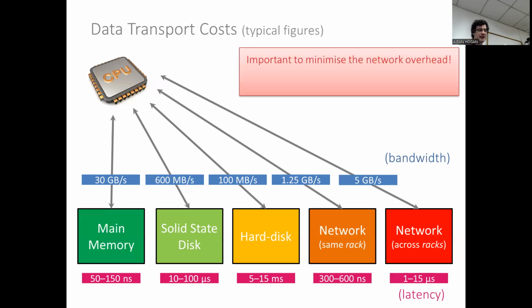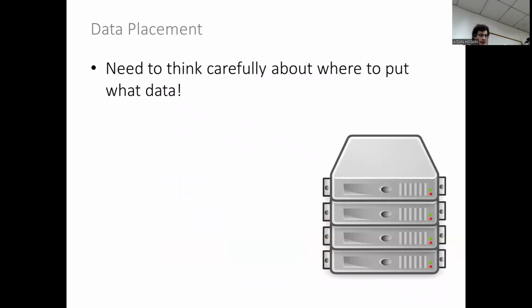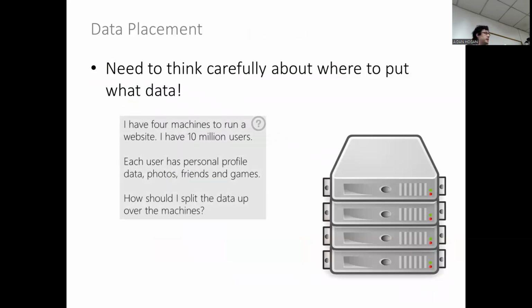So it is important to minimize the network overhead. Also, the network is shared across multiple machines. The network gives additional cost to the other storage. And the network is shared across many machines, so it's a limited resource. So we need to think carefully about where to put what data.